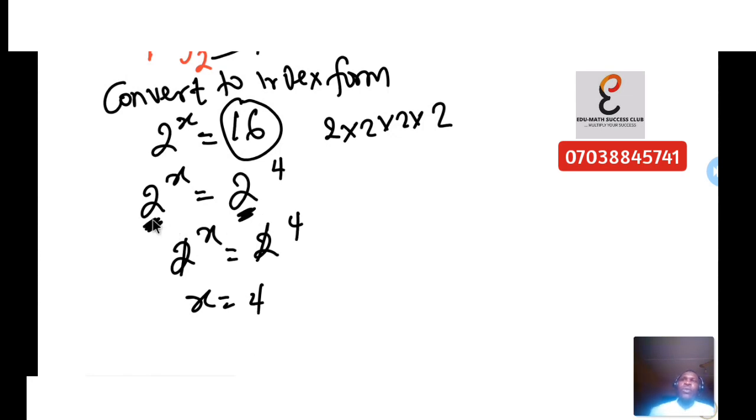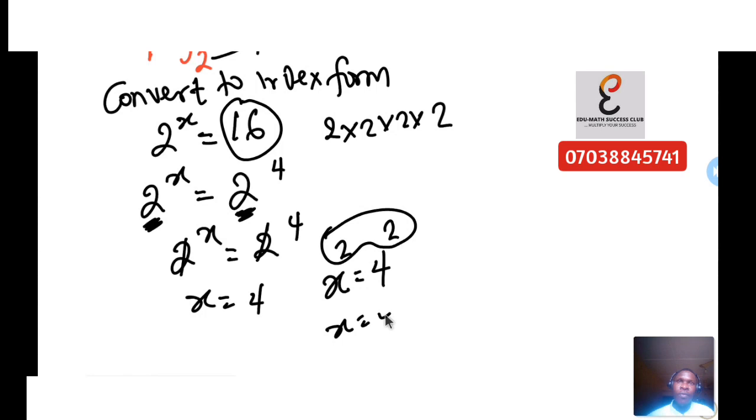So since the bases are the same, it equates the powers. Okay, it can also occur in the reverse form. At times you might have the powers the same. Take for example, you have x raised to the power 2 is equal to 4 raised to the power 2. Here the powers are the same, so it just equates the bases. So x is equal to 4. This is just an example.